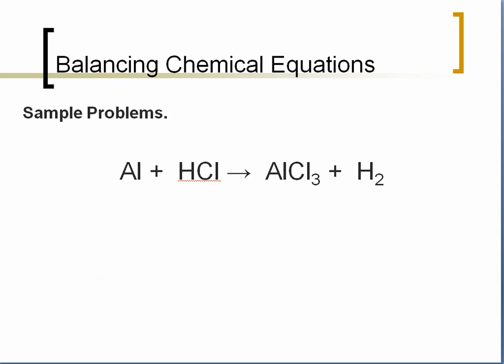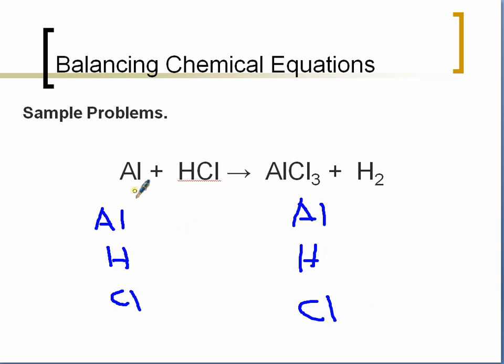Okay, I have aluminum, hydrogen, and chlorine. So I'm going to make my list. Now, for the sake of this example, I'm letting you know that each formula is already written correctly. I just want to get into the idea of how to balance this. I have aluminum, hydrogen, and chlorine. On the right side it has to be the same: aluminum, hydrogen, and chlorine. Here I have 1 aluminum, 1 hydrogen, and 1 chlorine. On the right I have 1 aluminum, 2 hydrogens, and 3 chlorines. So this is definitely not balanced.